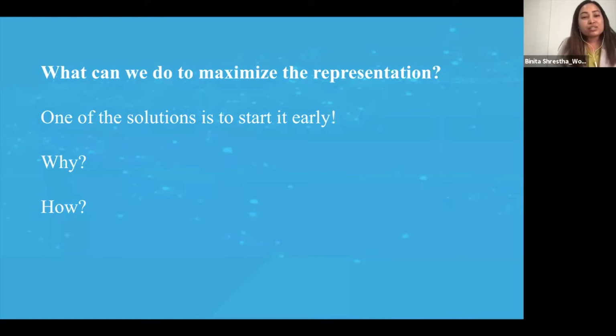So this brings us to what we can do to maximize the representation. One solution that has been proven to affect the roots is to start STEM early, before the gender stereotypes start forming, especially at the adolescent age. Those stereotypes grow exponentially due to the lack of proper mentorship and guidance.